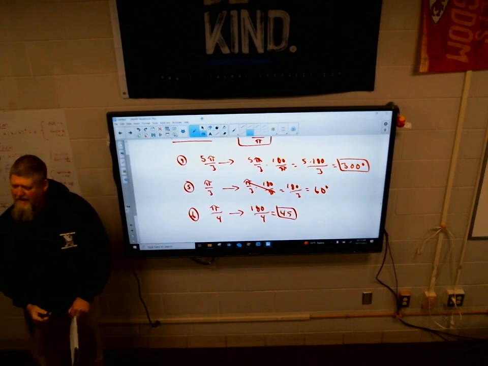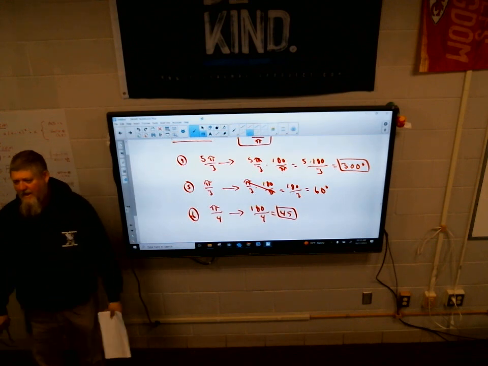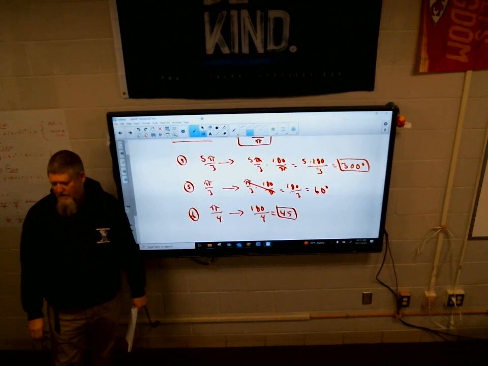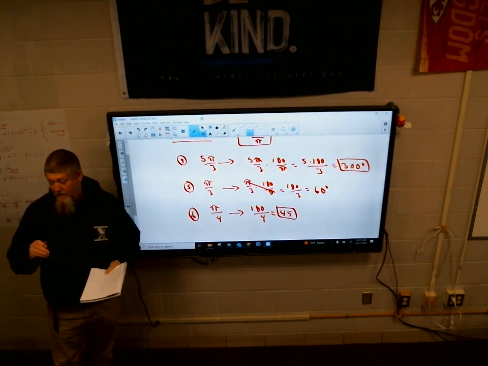Say it again? 180 and pi are the same, but 180 degrees and pi isn't, because we do degrees in this one and it doesn't cancel out. Yeah, they're different in what unit they're in. Correct. Because it's pi radians, 180 degrees, two different units.